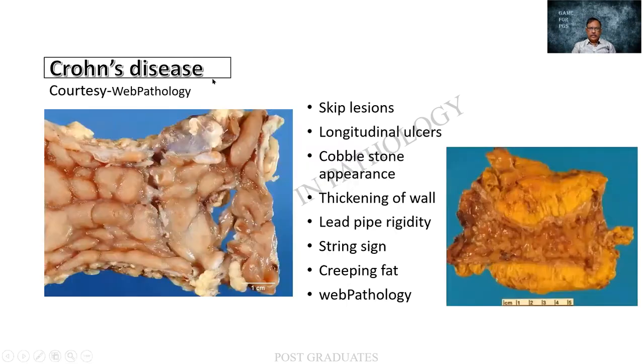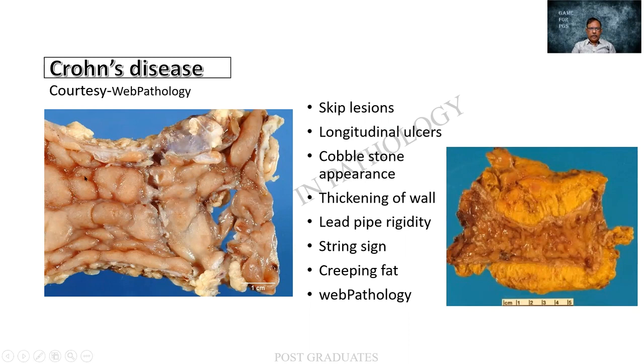Again, Crohn's disease, continued. There will be skip lesions, whereas in ulcerative colitis it will be a continuous lesion. Crohn's disease is supposed to occur anywhere from the colon up to the oral cavity, and the lesions are skip lesions. You might get longitudinal ulcers and fissures in a case of Crohn's disease.